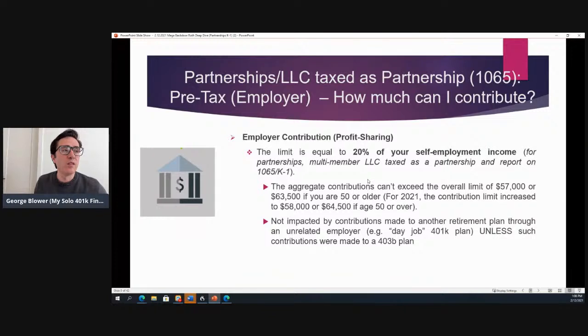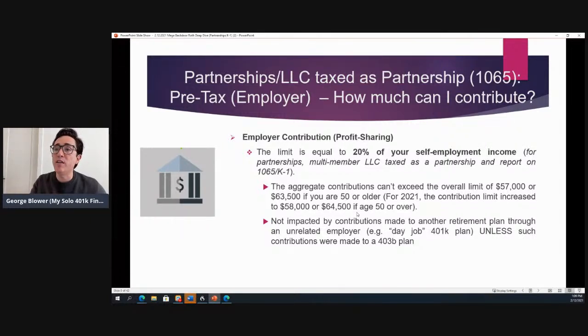So the employer contribution limit is calculated differently. Employer contributions are also referred to as profit sharing contributions. Again, you start with that pre-calculation: line 14 of the K-1 less 1/2 of the self-employment tax. And then of that number, you can contribute 20% as an employer contribution. Keep in mind that the overall limit, though, cannot be exceeded.